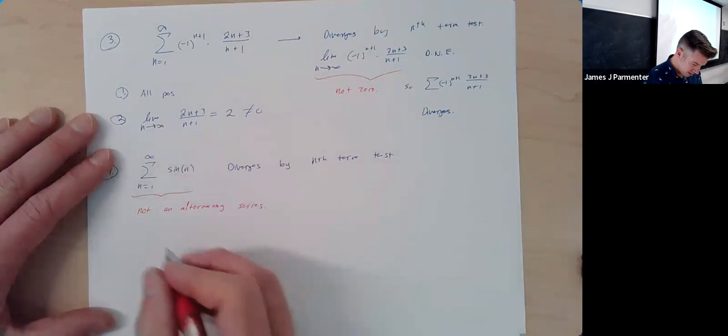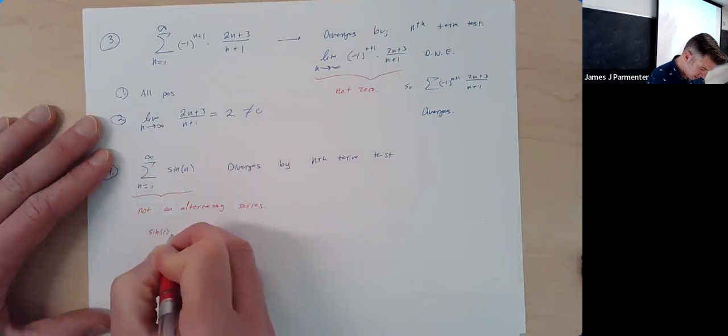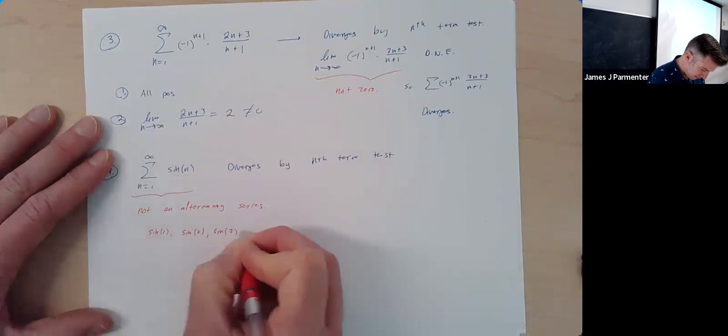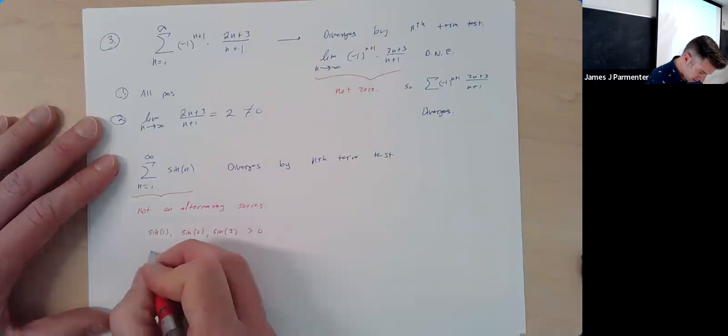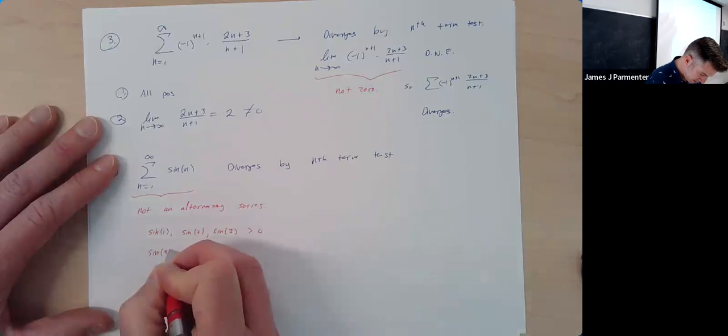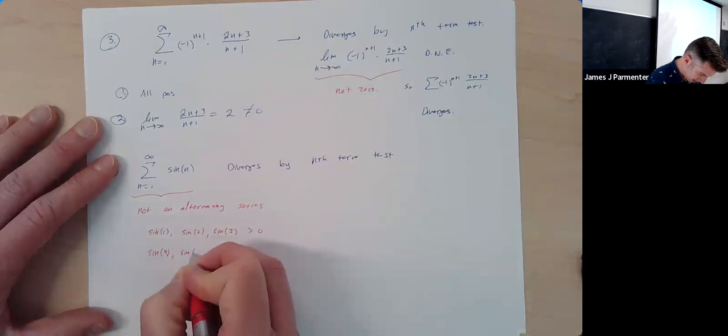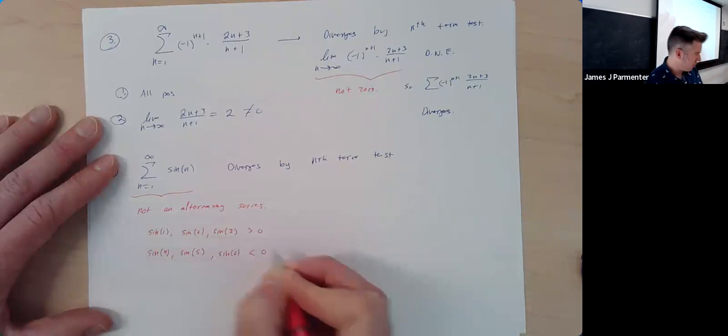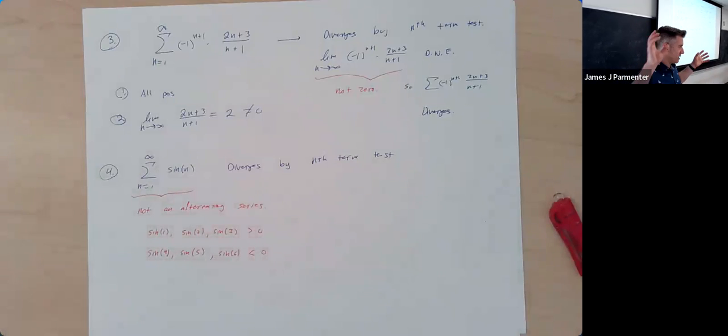I think sine of 1, sine of 2, sine of 3 are all positive, but then sine of 4, sine of 5, sine of 6 are all negative. It's weird, right? Because sine is a function where it's positive when your inputs are between 0 and pi, and it's negative when your inputs are between pi and 2 pi, and then you can keep going around. So it's very kind of strange.